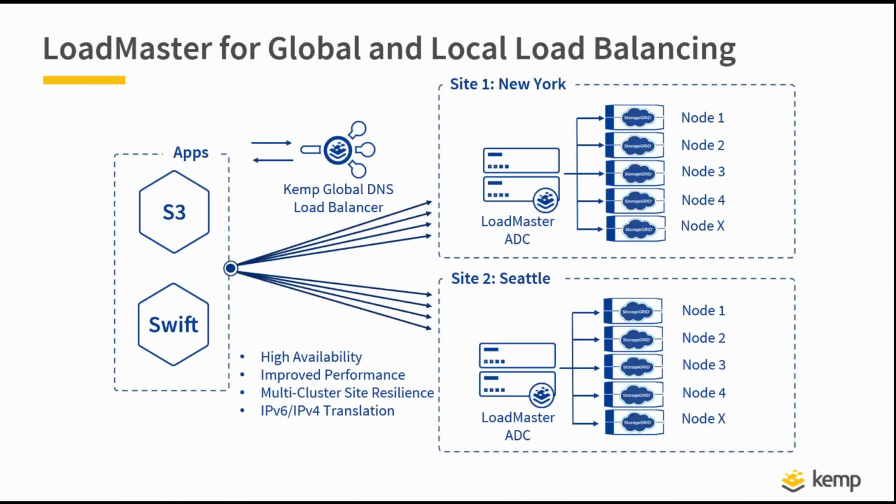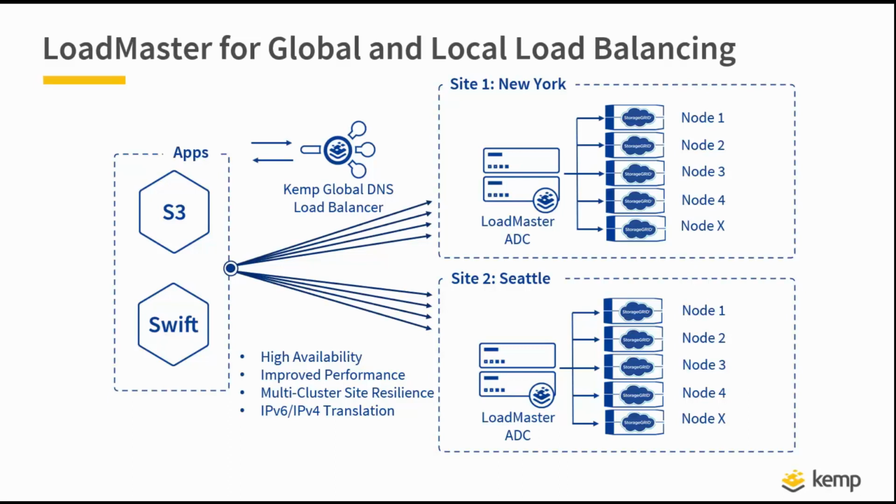From a design or logical architecture standpoint, here we have two clusters that are distributed between New York and Seattle. Within each site, a pair of Kemp LoadMasters are deployed in front of the StorageGRID nodes, providing that high availability and the proper distribution of traffic. Now, should one of these nodes go offline for maintenance purposes or some unscheduled outage, the LoadMaster will automatically take that node out of rotation and direct traffic to all of the remaining healthy nodes.